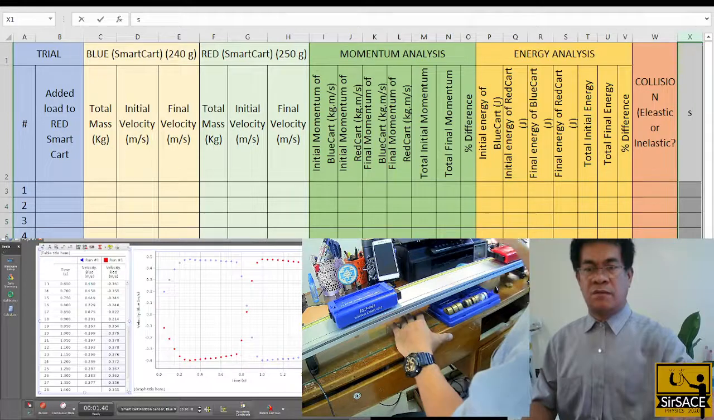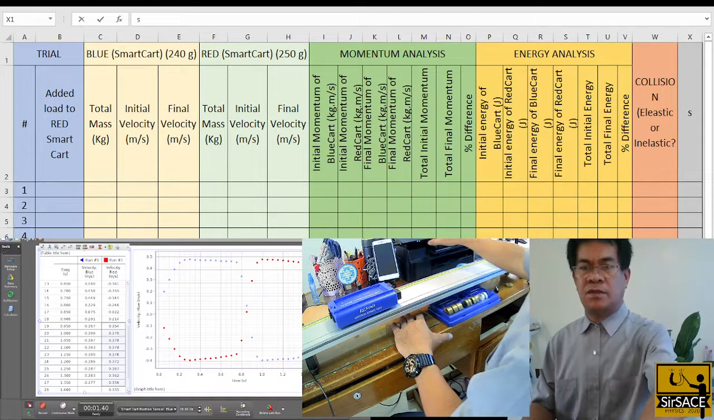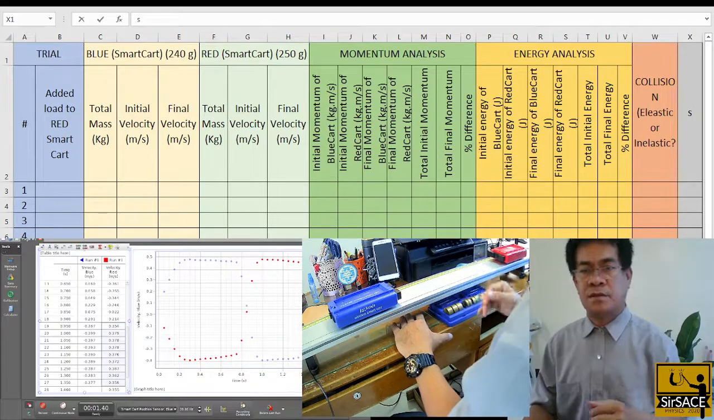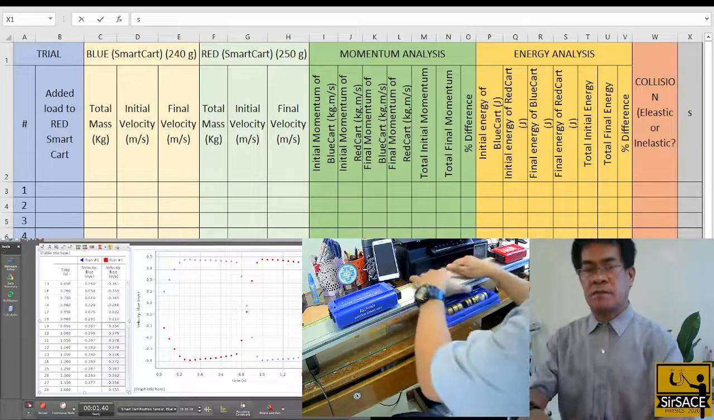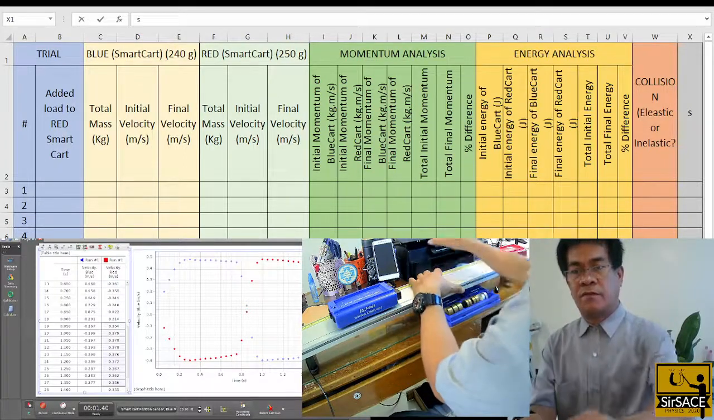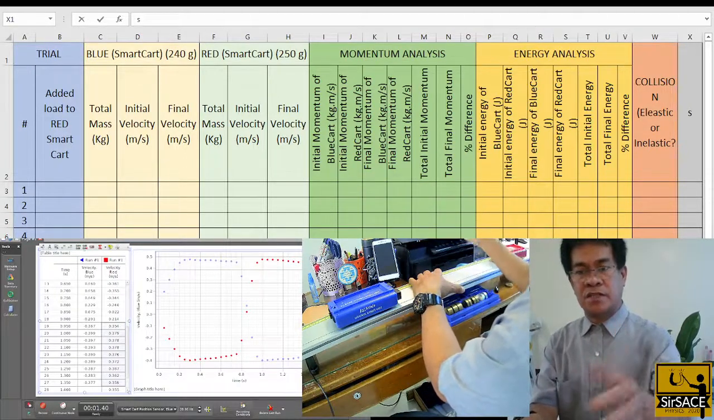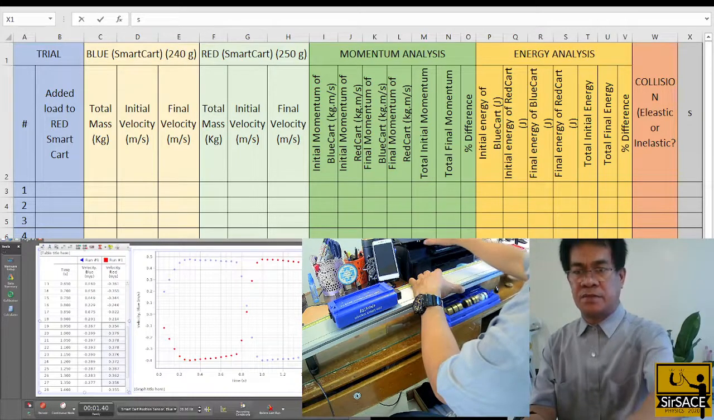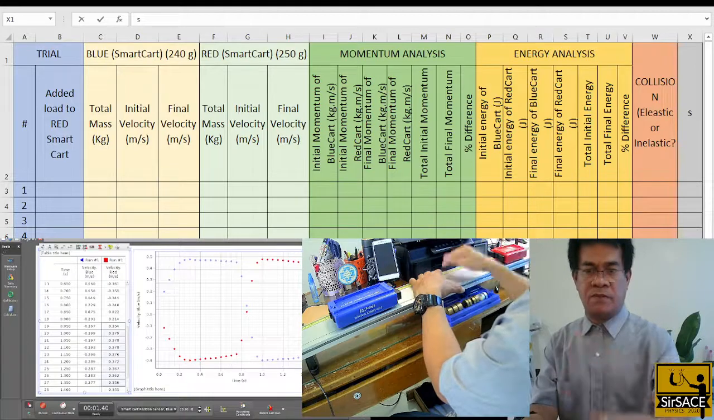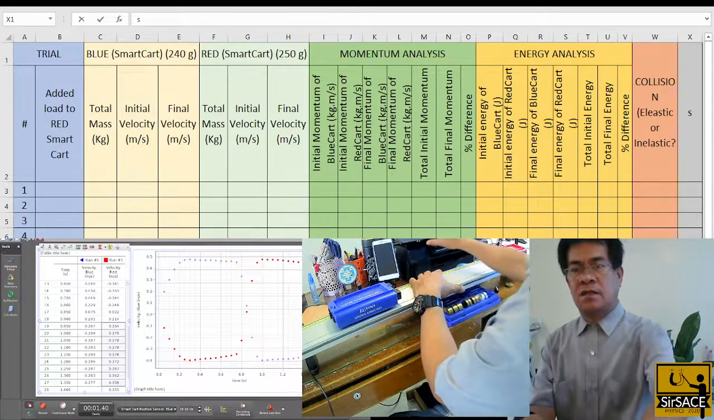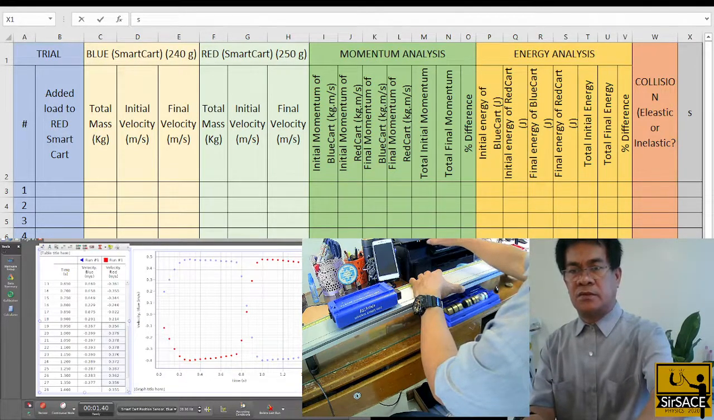Okay, so this will be our table. At the top, we have the spreadsheet for our data and results. We have here the first column, the trials. So we have 1, 2, 3, 4, 5. It can be more than 5. Then the second column is the added load to the red.